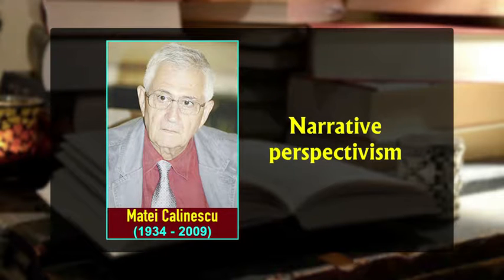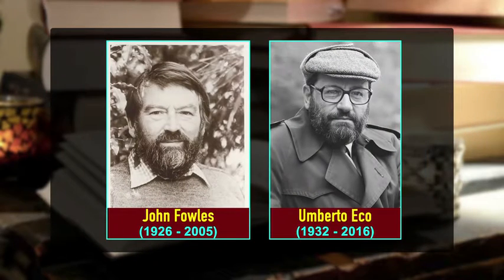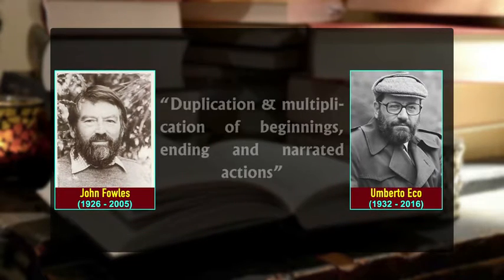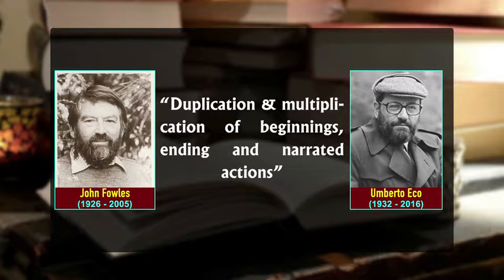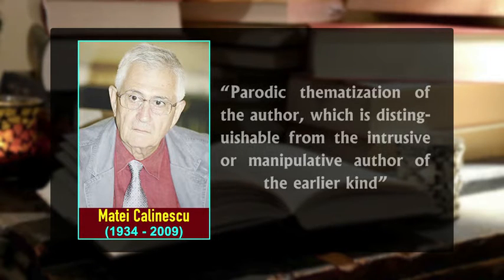The domination of these tendencies also accounts for the prominence of what Matti Kalanesko calls narrative perspectivism in many postmodern novels, which is radically different from the psychologically oriented perspectivism of modernism seen in its complex form in William Faulkner's The Sound and the Fury. As against this, the novels of Fowles and Umberto Eco are characterized by duplication and multiplication of beginnings, endings, and narrated actions. These novels also revel in what Kalanesko calls the parodic thematization of the author, which is distinguishable from the intrusive or manipulative author of the earlier kind.